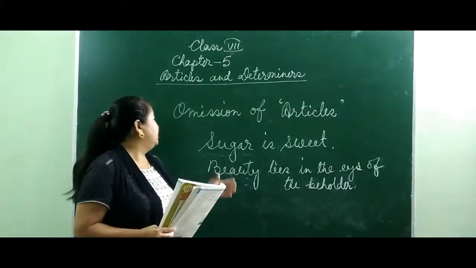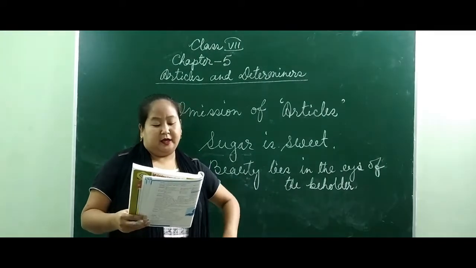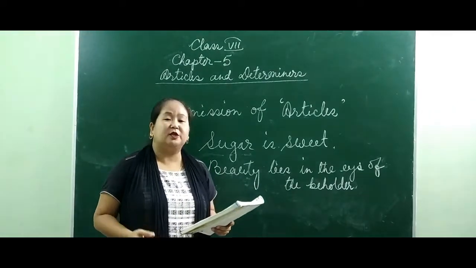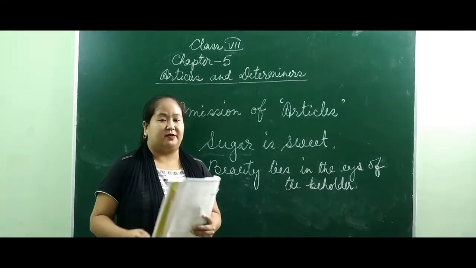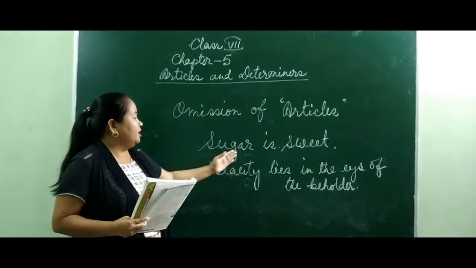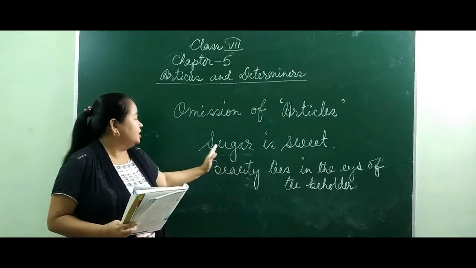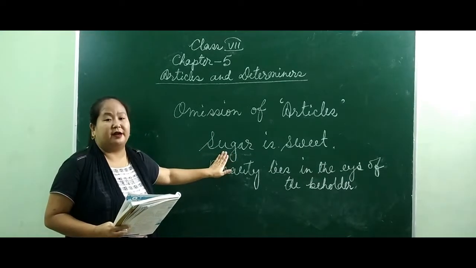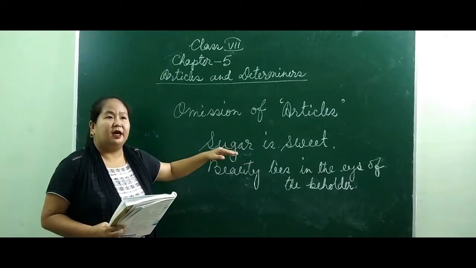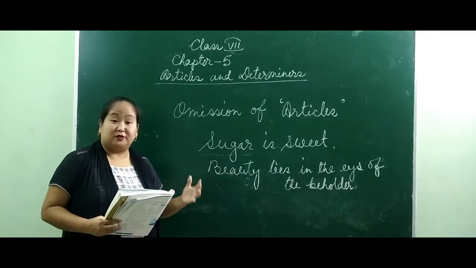Okay, now let us learn omission of articles. Articles a and the are omitted before names of substances and abstract nouns used in a general sense. Okay, for example, sugar is sweet. Here sugar is used in a general sense, so no article is used here. But if we want to particularize it, then we can say the sugar. Okay, the sugar which I bought yesterday was very good.